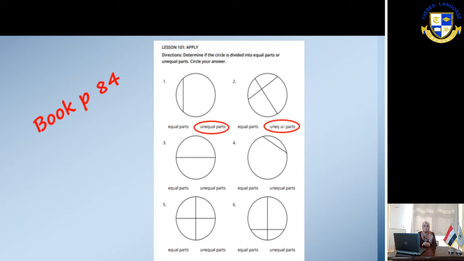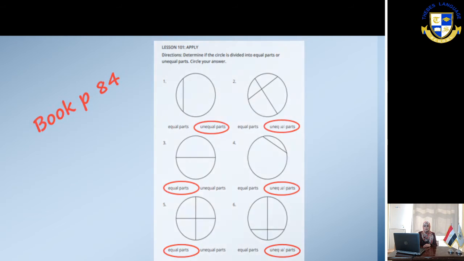Number 3, see the circle, 2 equal parts. The upper part is equal to the lower part. So mark equal parts. Number 4, a big part and a small part. Of course, this is not equal. So unequal parts. For number 5, count the pieces. They are equal to each other, so equal parts. Number 6, you see the circle is divided into, yes, 4 parts, but they are not equal. So mark unequal parts.